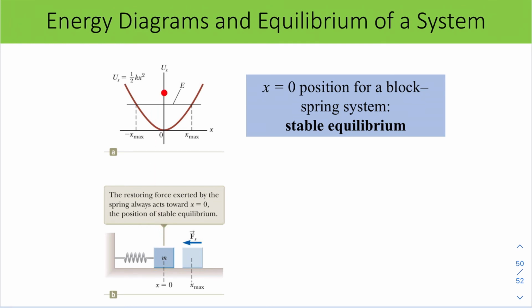From this analysis, we can conclude that the x equals 0 position for a block-spring system like this is one of stable equilibrium. What does that mean? Any movement away from this position results in a force directed back toward x equals 0. That is the definition of a system having stable equilibrium. Regardless of whether we apply force to the left or to the right, it is always going to move towards x equals 0. So x equals 0 here is known as stable equilibrium.